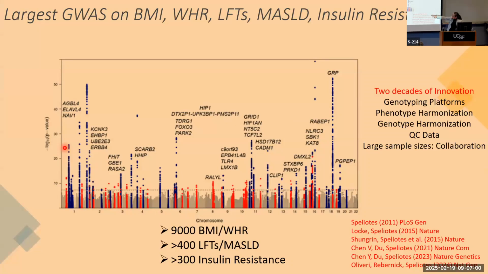But from these peaks, we now have over 9,000 that associate with BMI and waist to hip ratio, more than 400 with LFTs and MASLD, and in our recent paper, more than 300 for insulin resistance. So again, it's a look into the disease that we've never had before.